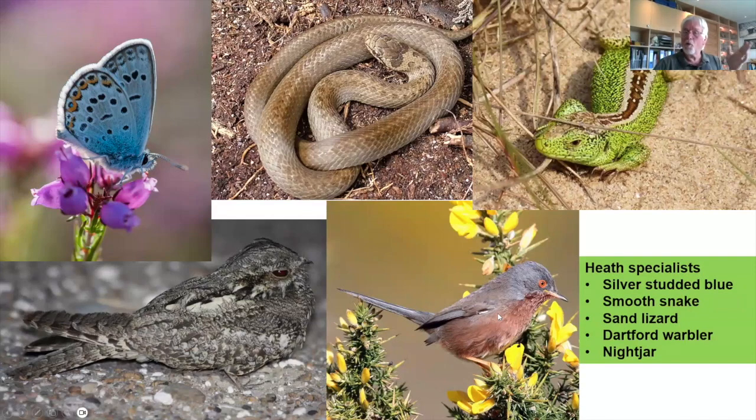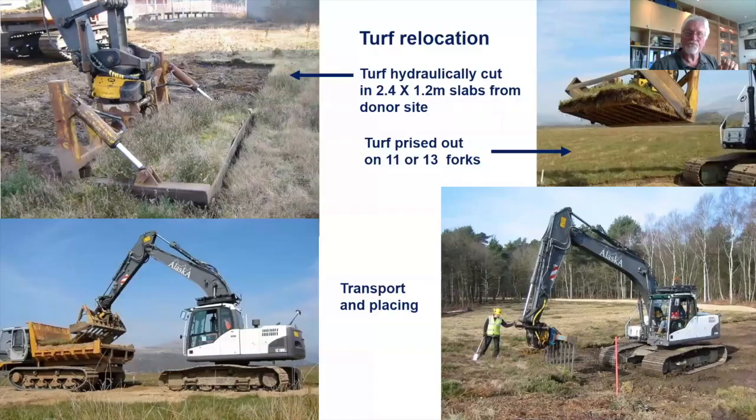Then you've got the Dartford warbler here, which again doesn't survive well in a cold winter, so it's looking for this sort of environment. There's the nightjar down here, another heathland specialist, and on the left that's the silver-studded blue, whose larval food plant is heather. So sometimes you have to think, what's the objective? What are we trying to achieve at the end of the day? And what we're trying to achieve is a habitat which supports these comparatively rare animals.